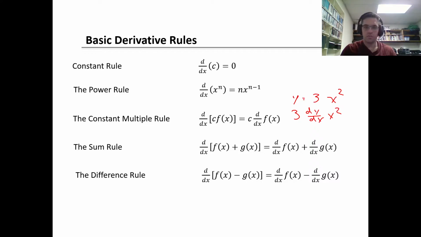Constant multiple rule. If you take the derivative of a number times a function, you can really just put that number outside of the derivative and take the derivative of the function itself. The sum rule: if you're taking the derivative of two functions added together, you can take the derivative of each function separately and put a plus sign or a minus sign between them. That's the difference rule. And this is consistent with the practice we've been doing with deriving polynomial functions.